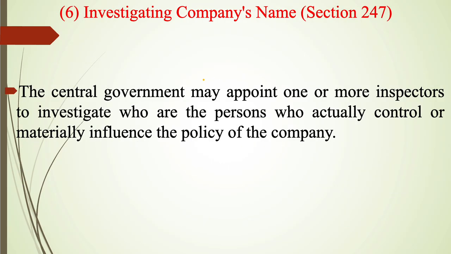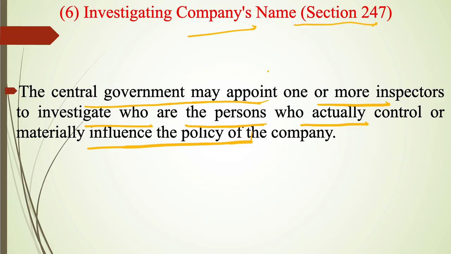The next is investigating company's name. Under section 247, the central government may appoint one or more inspectors to investigate who are the persons who actually control or materially influence the policy of the company. So for investigating the company's name, the central government may appoint any other person, who is known as an inspector, to investigate the person's functioning who is responsible for the functions of the company.